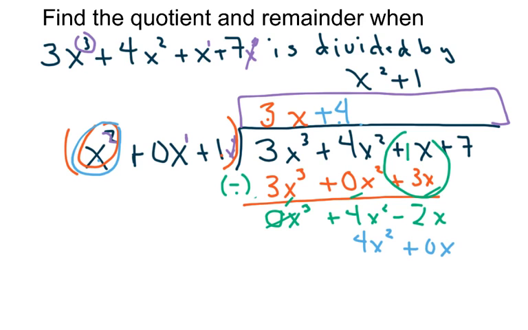And what did I forget to do here? I forgot to bring down my 7. So I always forget to bring down that. So bring down your 7. 4 times 1 is 4. So we're going to do plus 4.